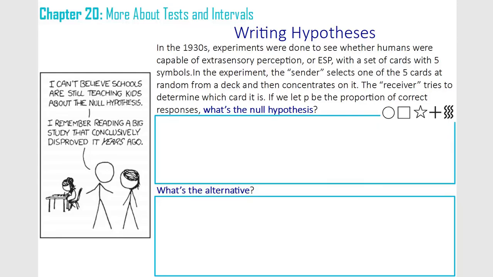Hello. Today we're going to talk about Chapter 20, more about tests and intervals. So the first part is just writing hypotheses, like how do we write the null and the alternative?